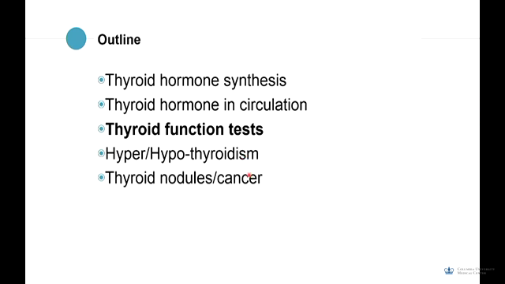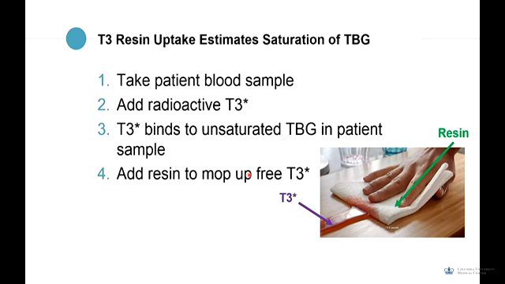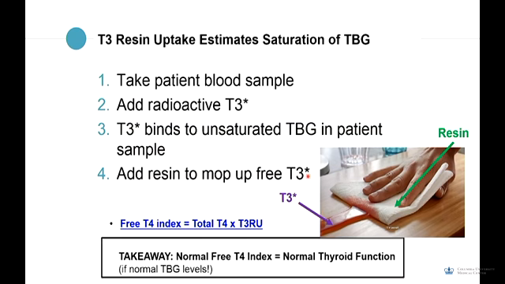All right, so what are different thyroid function tests? The main one I'm going to talk about is the T3 resin uptake test. Basically, the way it works is you take a patient blood sample, you add to that radioactive T3, that T3 then binds to unsaturated TBG in patient samples, and then you add in a resin to mop up any free T3. So I like to think of it like one of those paper towel commercials where you're pouring a liquid on a surface, that liquid is T3, then you take a paper towel to mop up any extra, and that paper towel is your resin. At the end of your T3 resin uptake test, you get something called a free T4 index. That's basically an estimate of your thyroid function.